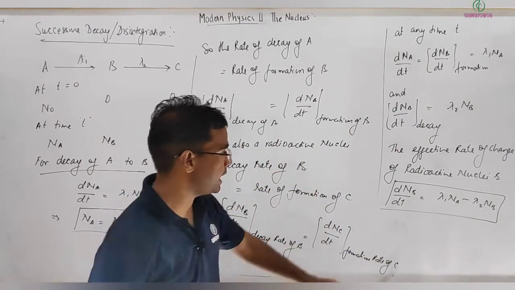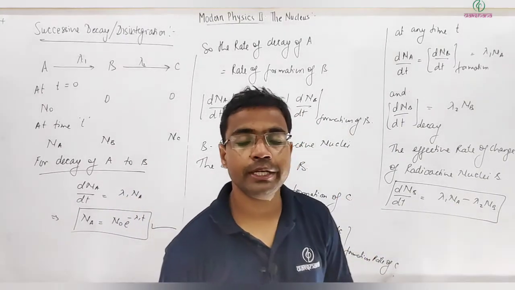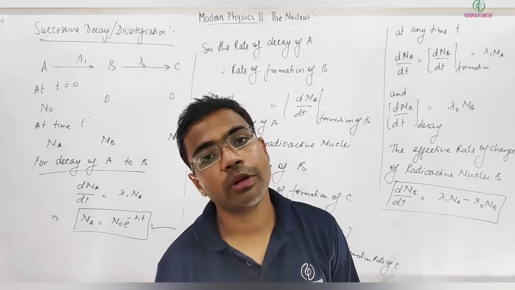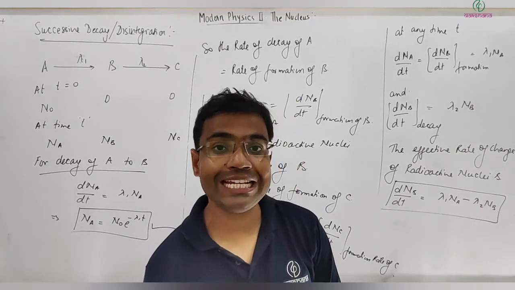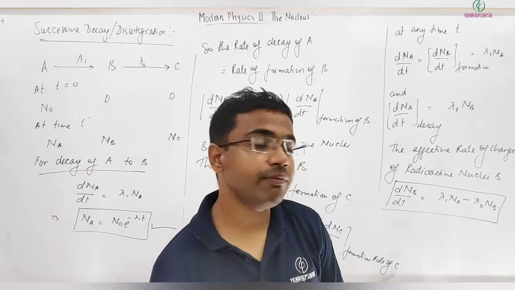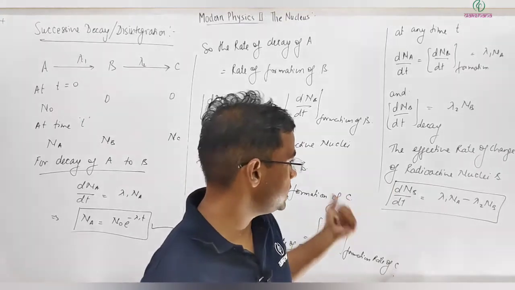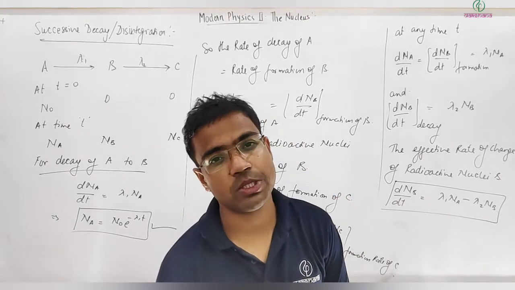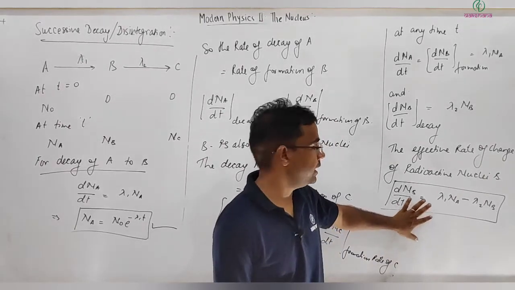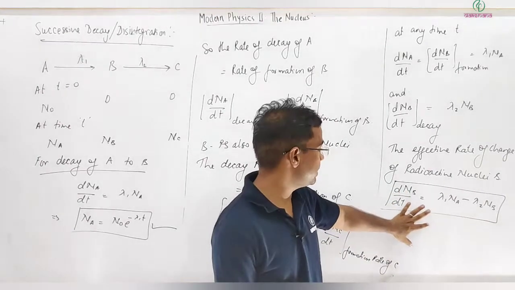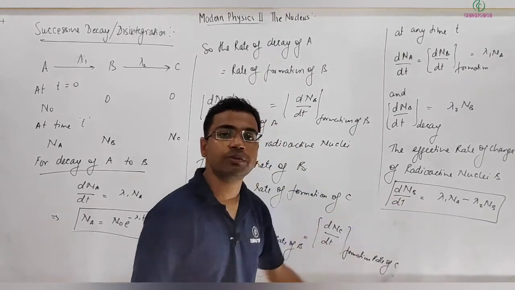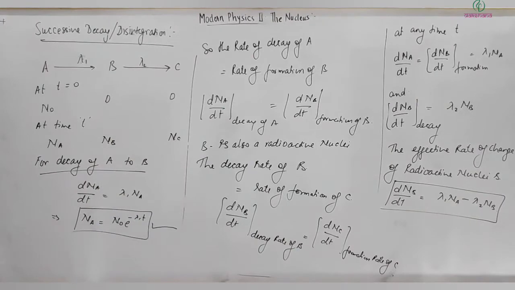Now my objective here is to get the number of nuclei of B and the number of nuclei of C at any time, and similarly the activity of B and the activity of A. If anything is asked about this or related to this, we should be able to answer it. So I am trying to explain that, and by this time I have explained this relation. I hope you are clear with it. Let me get up to the final point that we want here.